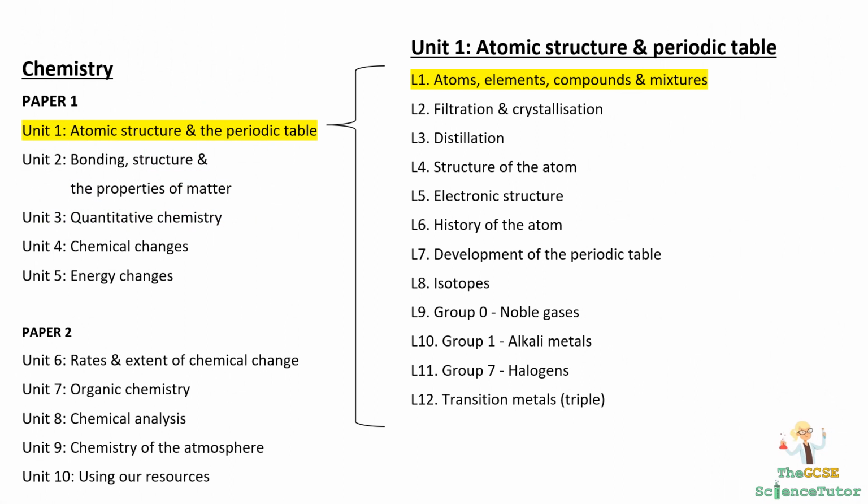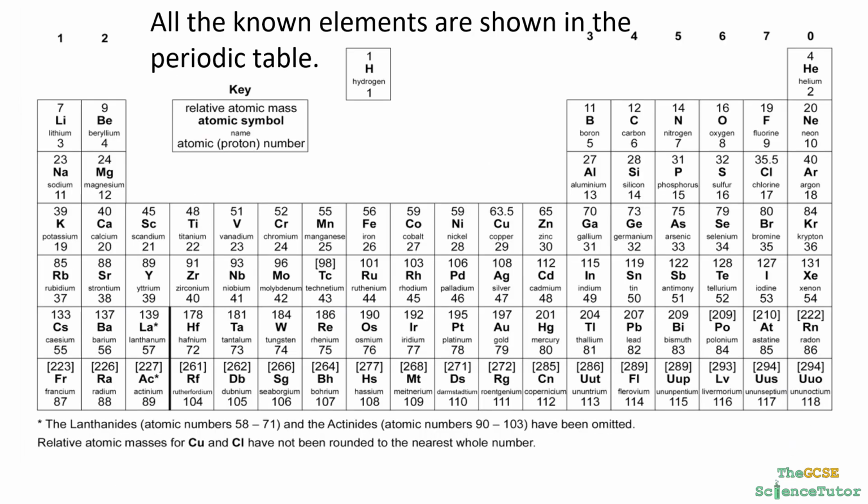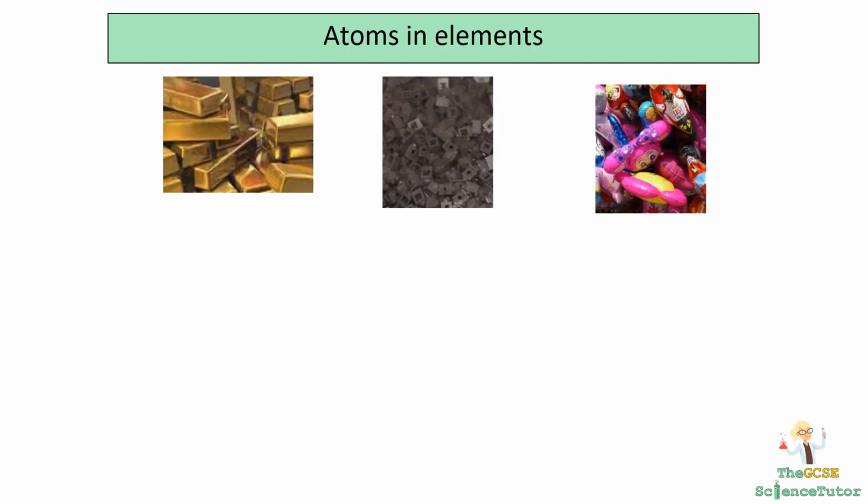Today we're looking at atoms, elements, compounds and mixtures. The periodic table lists all the known elements in the universe. For example, hydrogen, lithium, beryllium and boron are all examples of elements. But what is an element? It's all about the atoms, the particles that make up the substance.